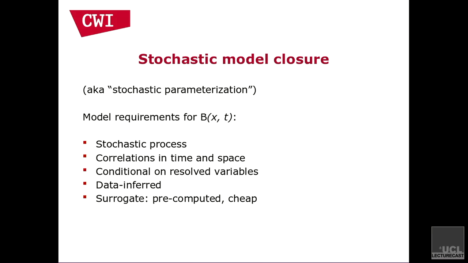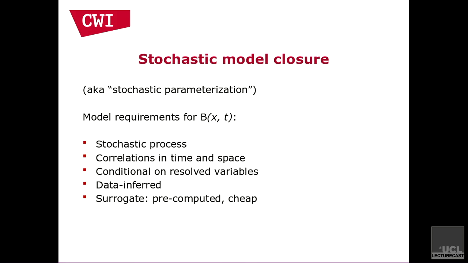We're going to model B in a certain way. We have a list of demands that we would like to meet. I already mentioned it's stochastic. It has to be correlated in time and space, preferably, and especially space is tricky. You have these large flow fields, so modeling correlation of that can be quite hard. We want it to be conditioned on resolved variables, because the actual B depends on both large and small scales, so we want the surrogate to have this as well.